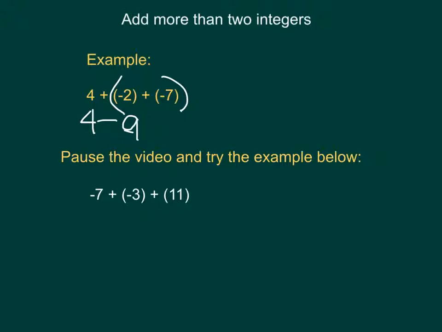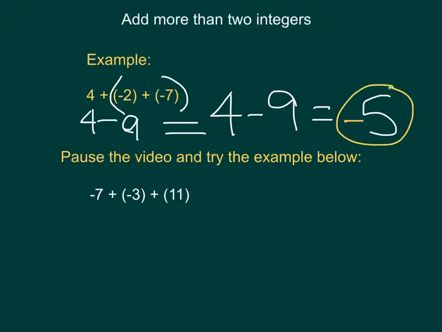So our new problem is 4 minus 9. Well, now we have a positive 4 and a negative 9. So we can subtract them. 9 minus 4 is 5, and our sign goes with the bigger number, so negative 5.